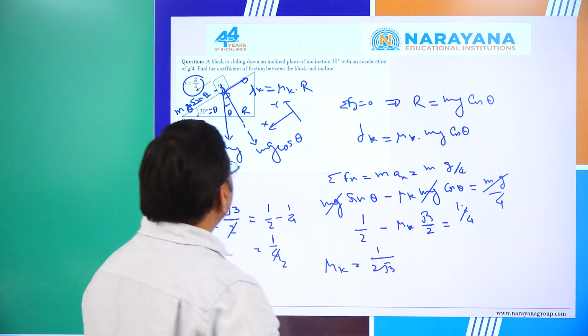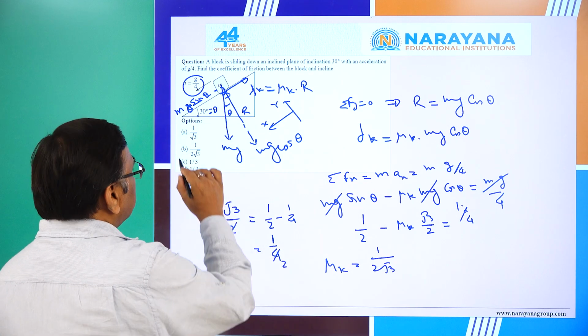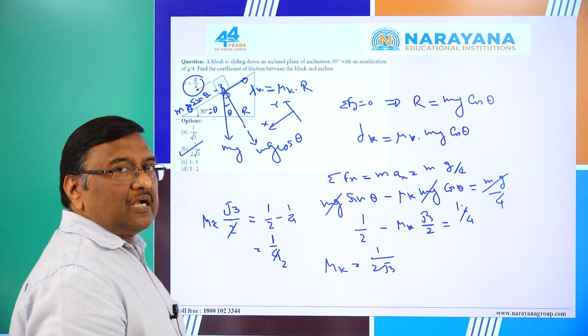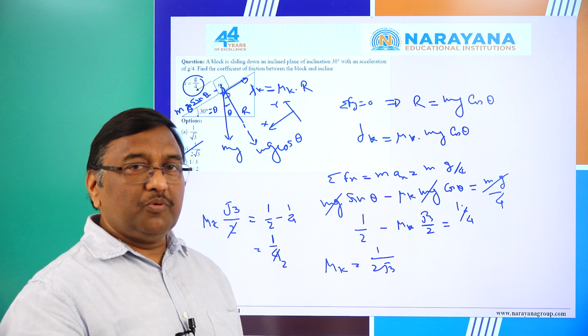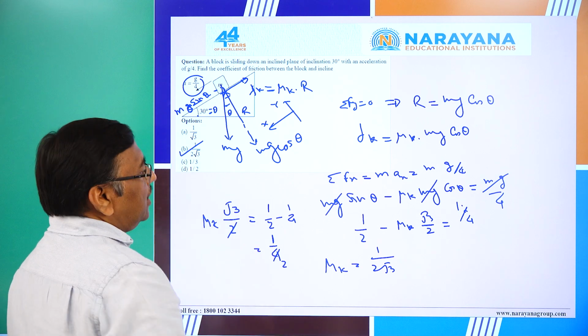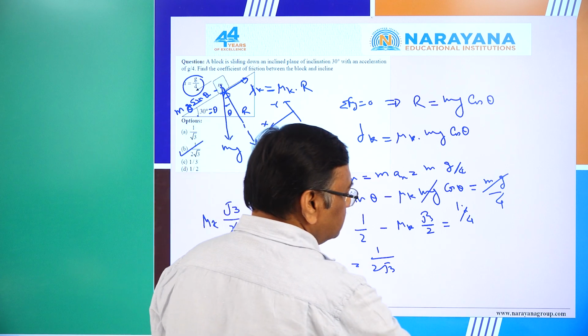Let us see, is there an option given over there? 1 upon 2 root 3, yes. So B should be the correct answer for this question. I hope you understand what we are doing here. Okay, let us go for the next question now.